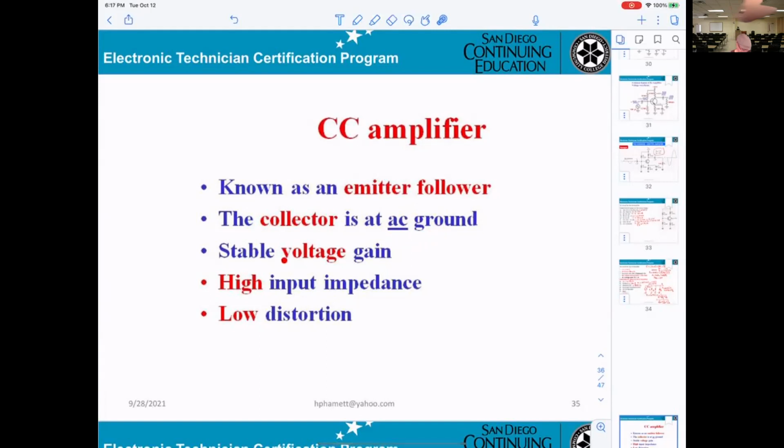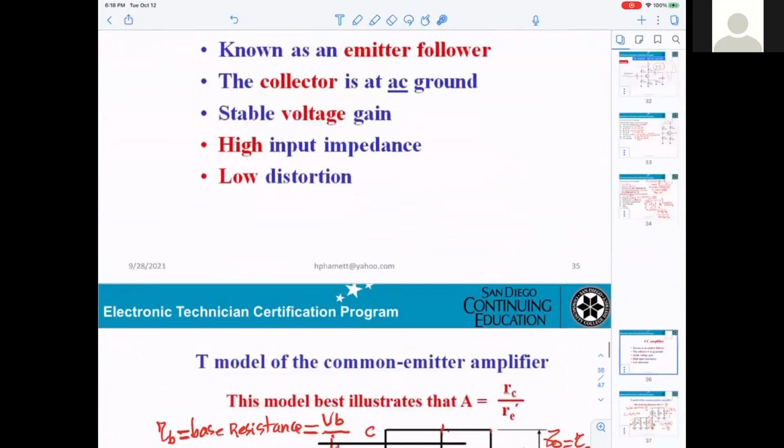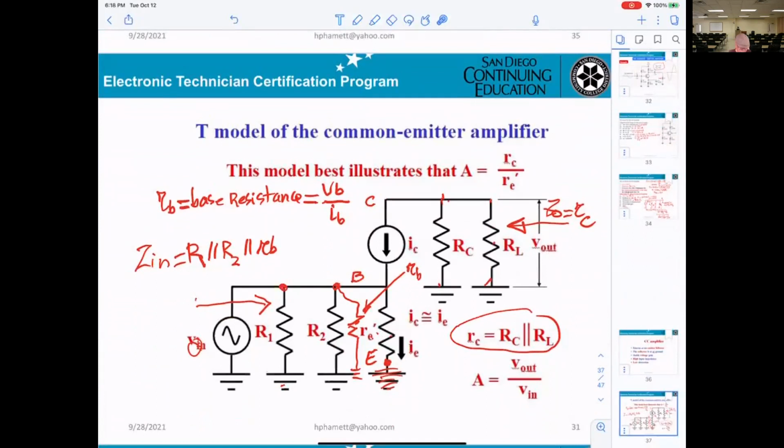Stable voltage gain. Now, this is what you have to memorize: input impedance is high, output low distortion. That means low noise. Is the output impedance low? They're not telling you in here. We'll go through that calculation, and then we'll be safe.